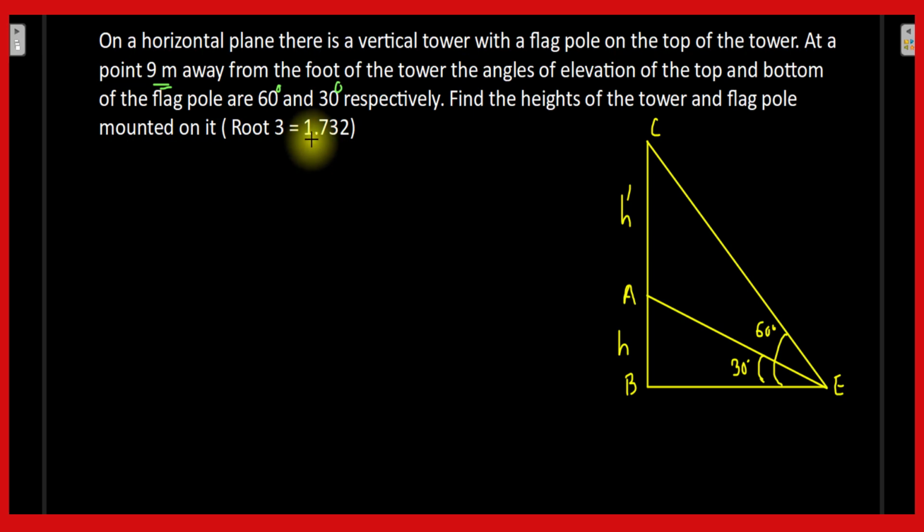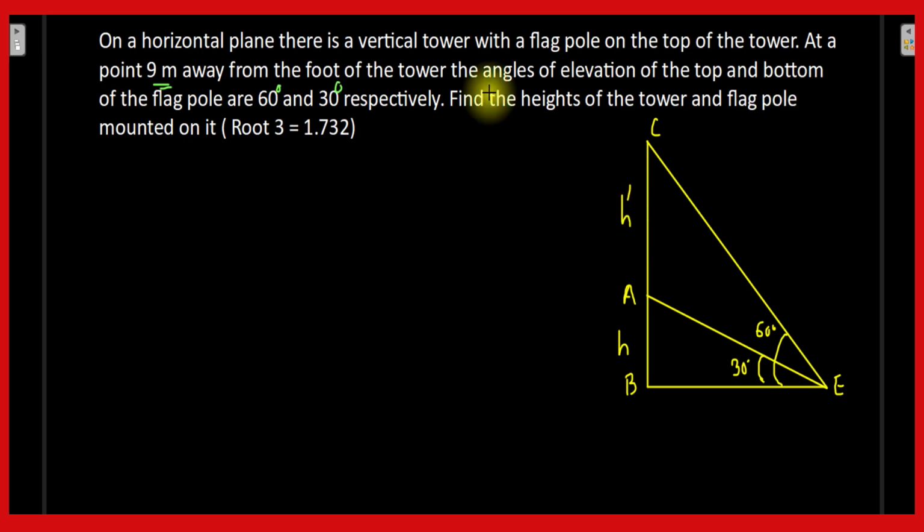1.732. Friends, here it is said that on a horizontal plane, this is the plane BE, and on that plane there is a vertical tower. AB is a tower with a flagstaff on the top of the tower, that is AC is a flagstaff and AB is a tower. We are assuming that the height of the tower is H and the height of the flagstaff is H dash.